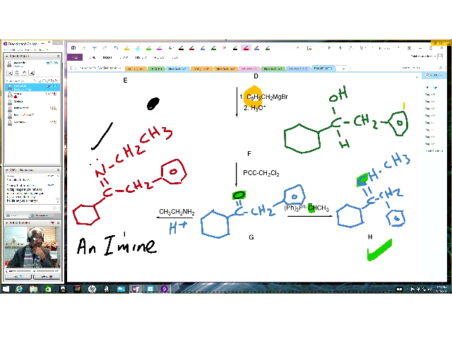I know that to make a Wittig reagent, you have to use an alkyl halide. Can you use a secondary alkyl halide? Yes, to make a Wittig reagent, you could use a secondary alkyl halide or a primary alkyl halide. That is correct. In this particular instance, what they started with is a primary alkyl halide, but you could also use a secondary alkyl halide.